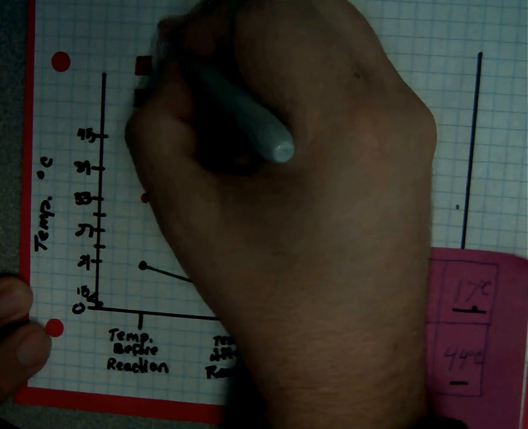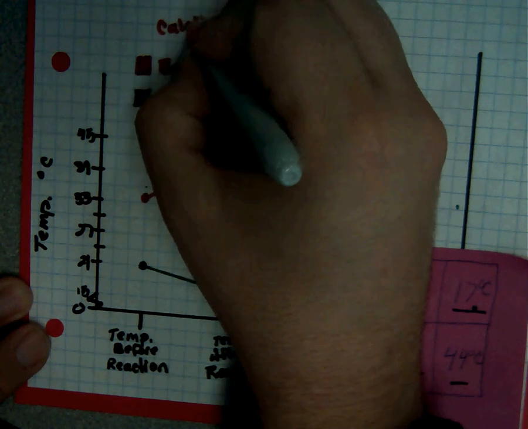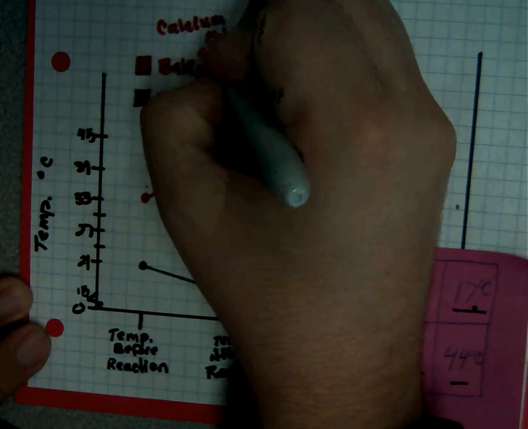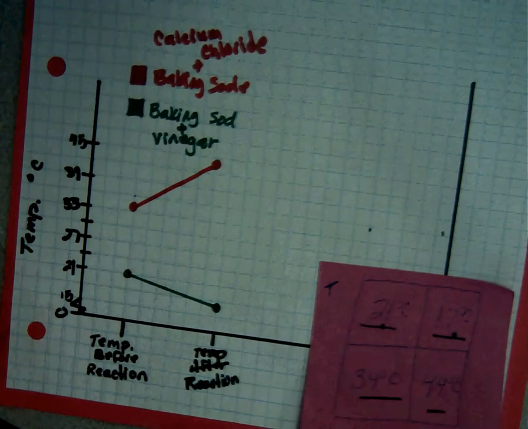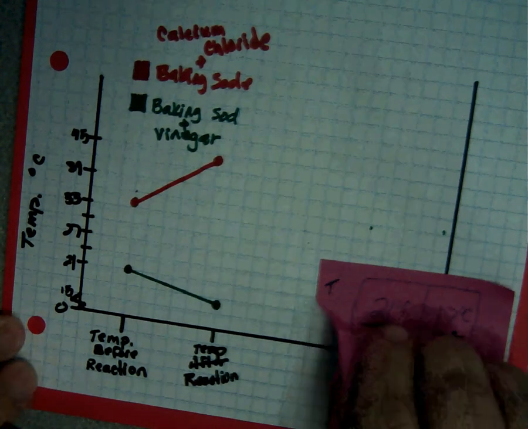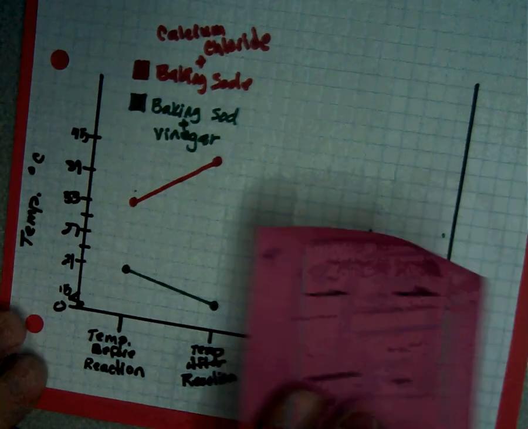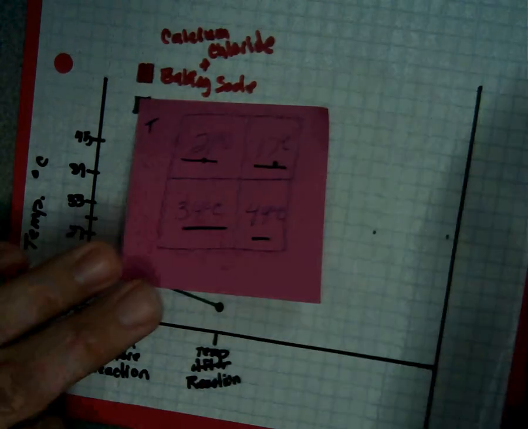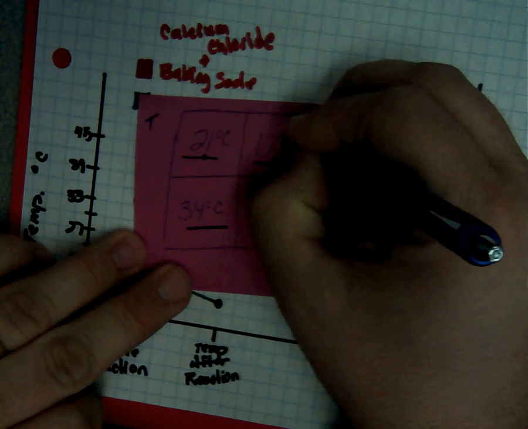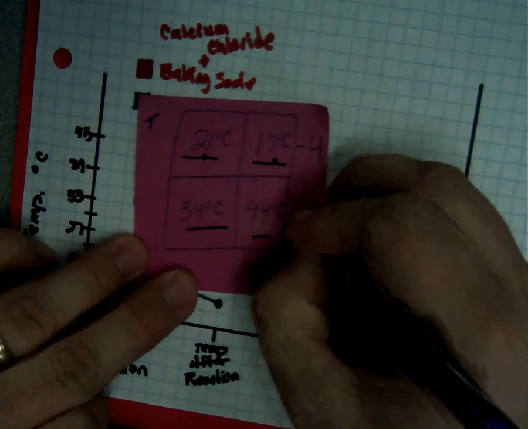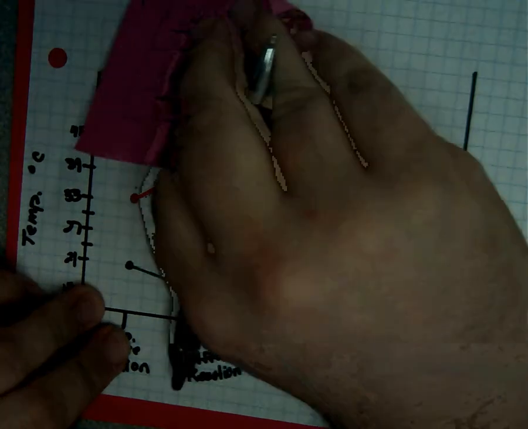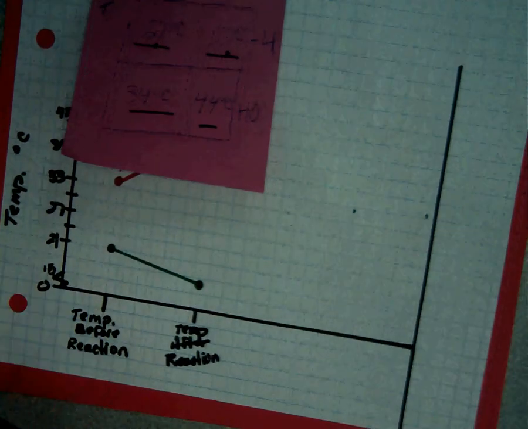and calcium chloride. Now, however, we're going to use our second y, and we're going to look at our difference. Right, and our difference here was negative 4. And our difference here was positive 10. So now we're going to use a different scale and a different interval.